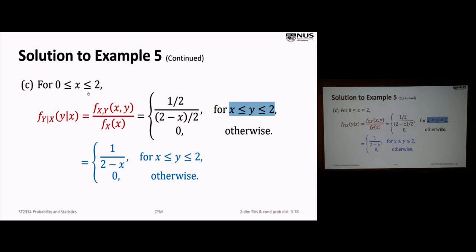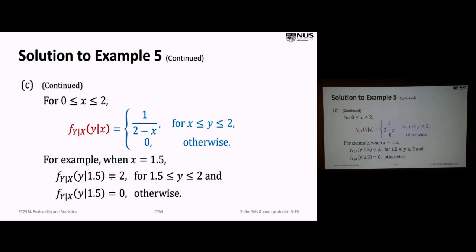If, for example, x is 2.5, this is going to be 0. You cannot condition, well, it's not defined actually, because you can't divide by 0. So this is just a function we wrote down. Basically, if x is equal to 1.5, I have 1 over (2 minus 1.5), which is 1 over 0.5, which is 2. And y must be bigger than 1.5 and less than 2, and 0 otherwise, as an example.